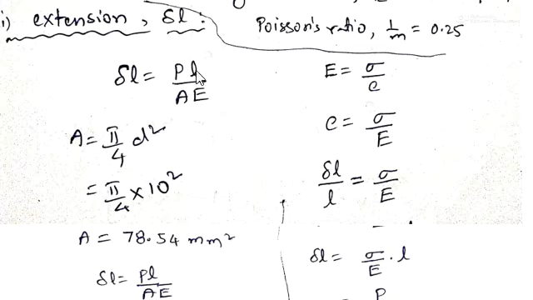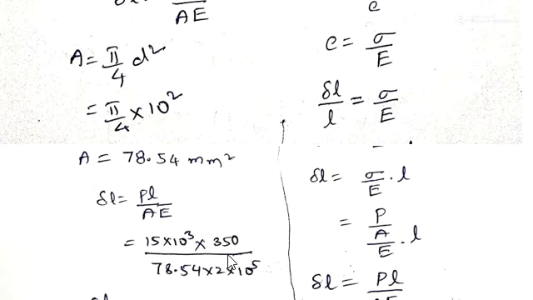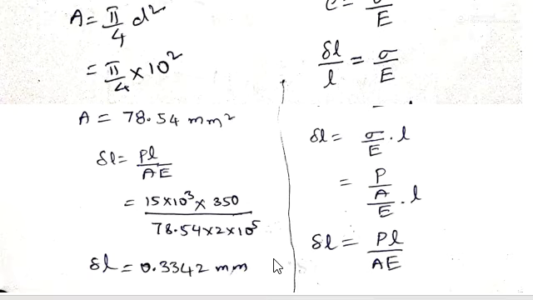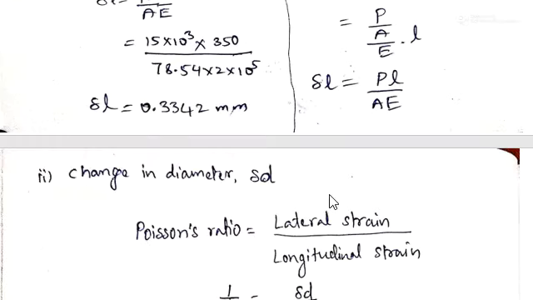So from that way we can write delta L formula as PL by AE. And here P is given, L is given, and E also given. So we require area. It's a round circular bar, so cross sectional area is pi by 4 d square. D is given 10, and if you substitute here, area we are getting as 78.54 mm square. So when you substitute those values in this formula, P is 15 into 10 to the power of 3 newtons, L is 350 mm, A we got 78.54 mm square, and E Young's modulus 2 into 10 to the power of 5 Newton per mm square. We are getting extension or change in length of bar as 0.3342 mm.